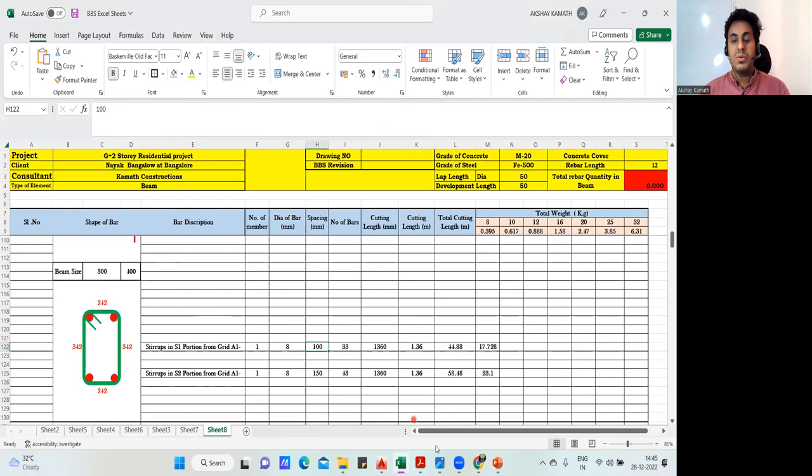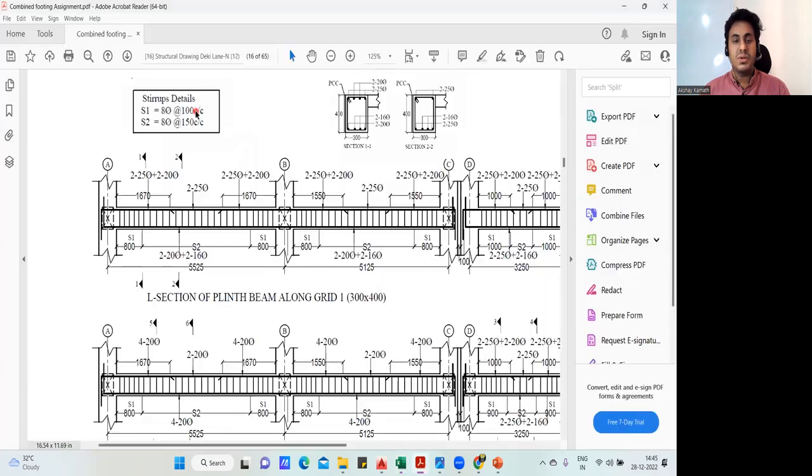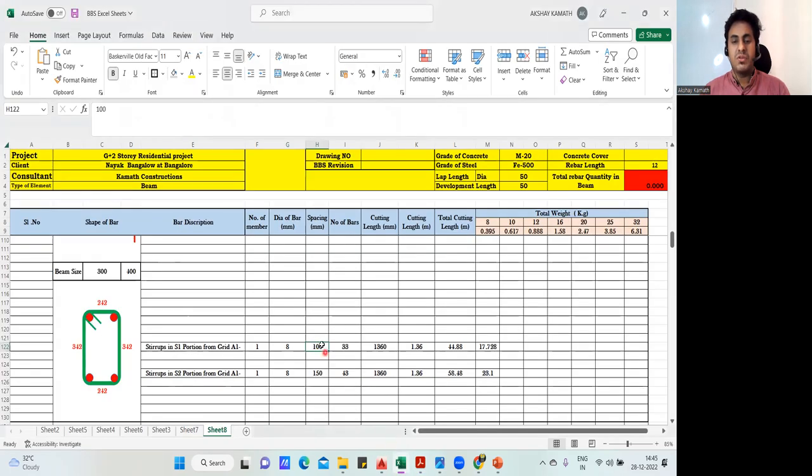Okay. What is the spacing? Spacing is written 100 mm, so I'm taking 100 mm. Fine. Now coming to the number of bar. How do you find the number of bar? It's very simple. We found that length, no? 800 plus 800 plus 800 plus 800 was 3200. 3200 divided by 100, I'll get 32 number of bar. Now I'm getting 33 here. Why? I added plus 1.